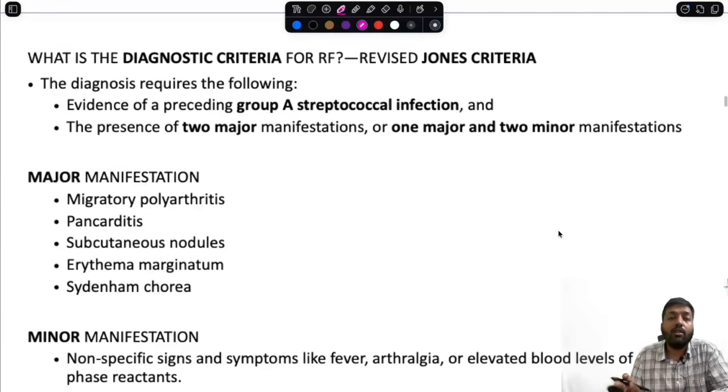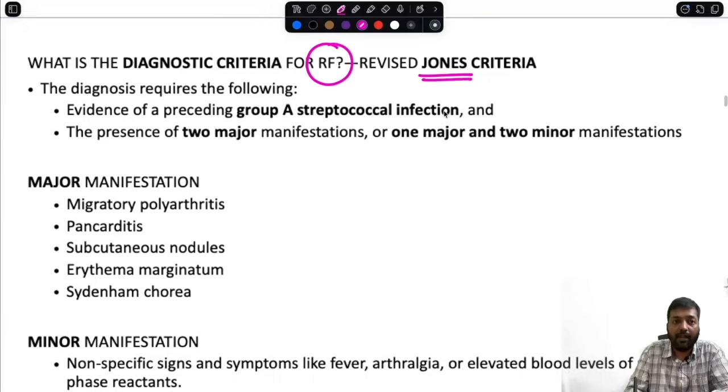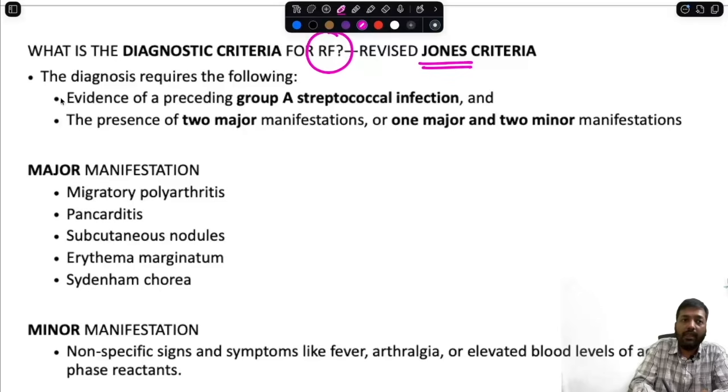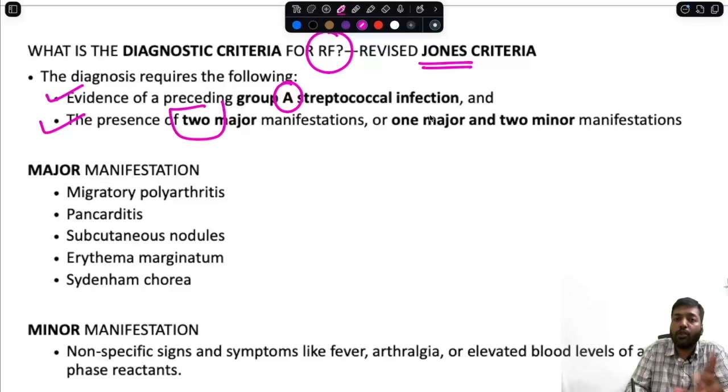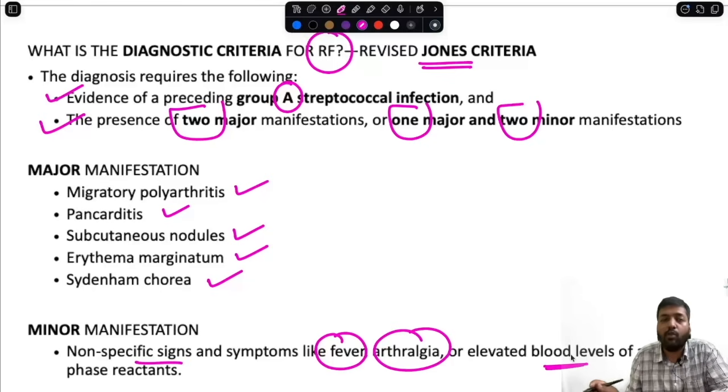And what is the diagnostic criteria for rheumatic fever? It is the revised Jones criteria. The diagnosis requires the following: evidence of a preceding group A streptococcal infection and presence of 2 major manifestations or 1 major and 2 minor manifestations. So what are the major manifestations? It is migratory polyarthritis, carditis, subcutaneous nodules, erythema marginatum, Sydenham chorea. Minor manifestations include non-specific signs and symptoms like fever, arthralgia, or elevated blood levels of acute phase reactants.